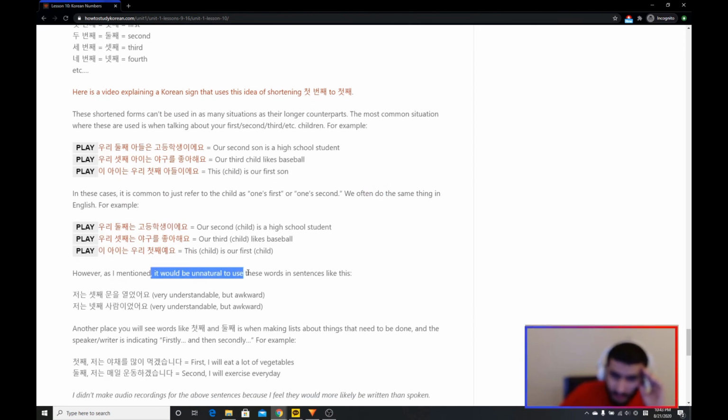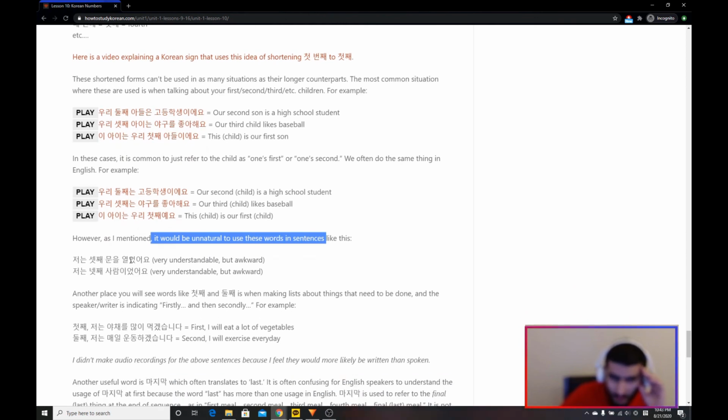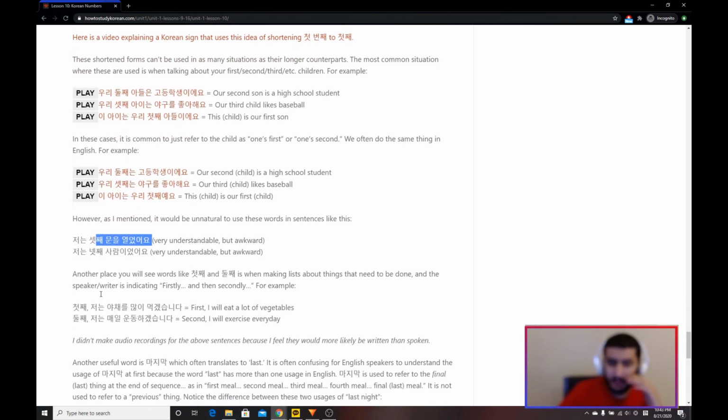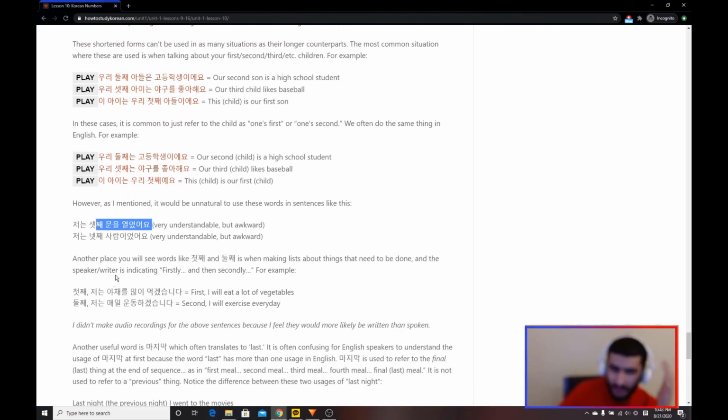However, as I mentioned, it would be unnatural to use these words in sentences like 저는 첫째 문을 열었어. Yeah, it would be understandable, but quite awkward. So I just say use the full version unless you know for a fact that you can use the shorten. Another place you'll see words like 첫째 and 둘째 is when making lists about things need to be done, and the speaker is indicating firstly and secondly.